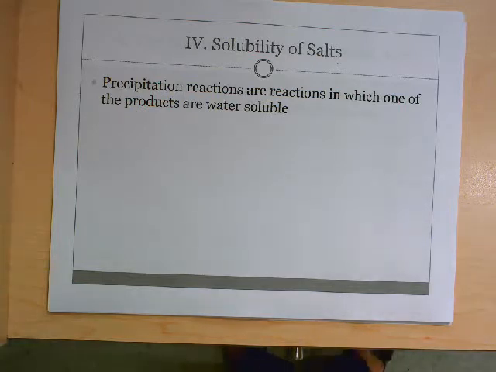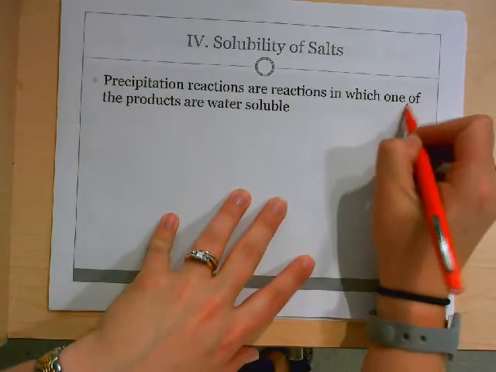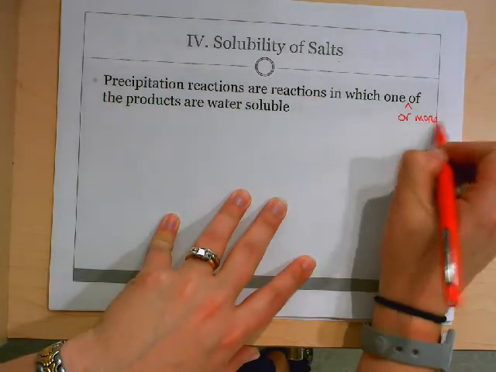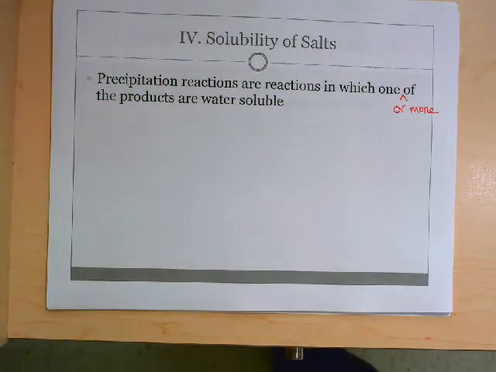So, on that topic, let's talk about solubility products. Alright, so precipitation reactions are reactions in which one, and this, yeah, just one. One of the products, I'll say one or more. One or more of the products are water soluble. Alright, we have done this before. We just didn't call it this maybe.